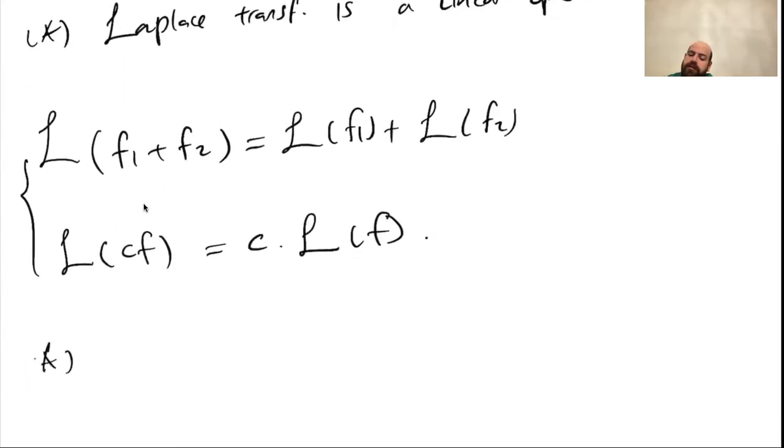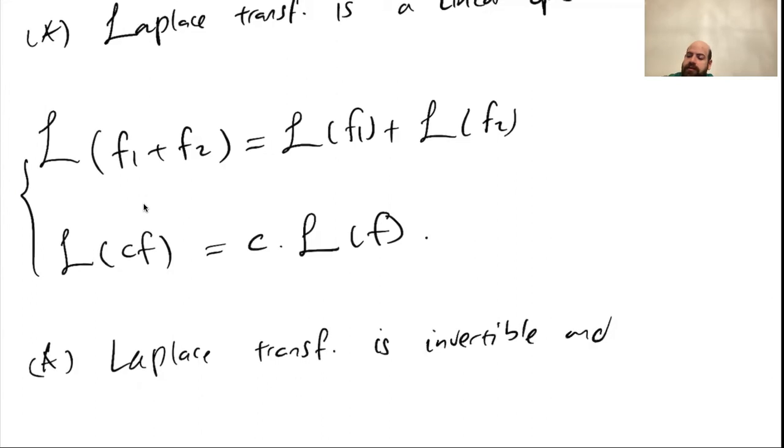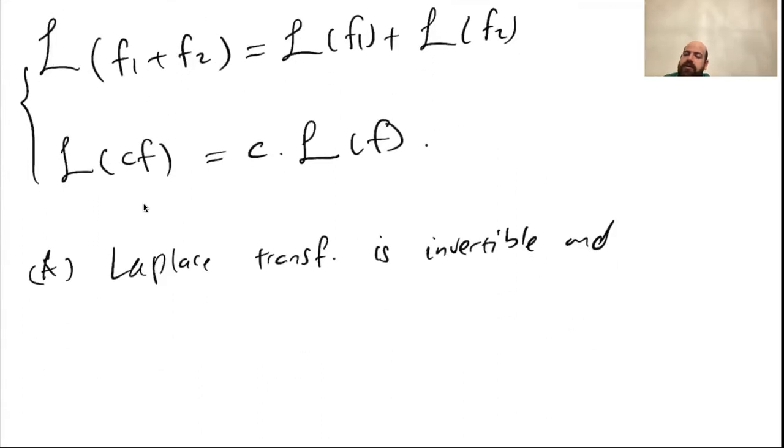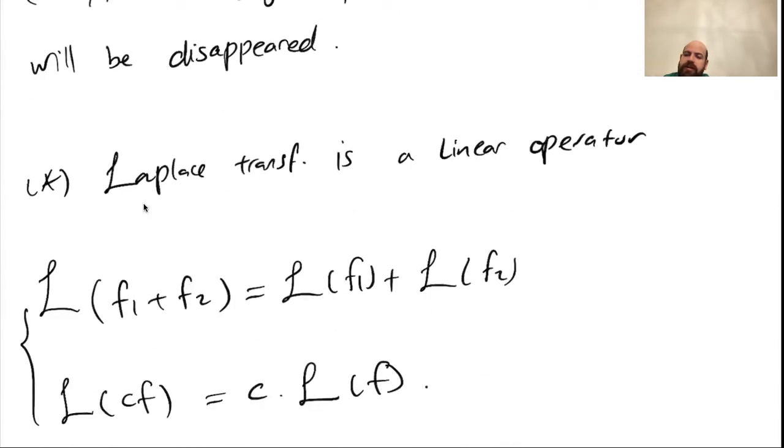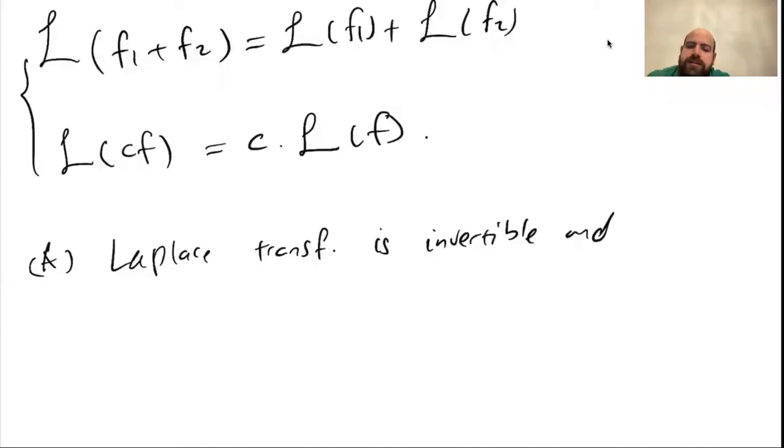We also saw that Laplace transform is one-to-one and therefore invertible, and the inverse Laplace transform is also linear. We just said the meaning of a linear operator, and the inverse Laplace transform is linear in the same sense.